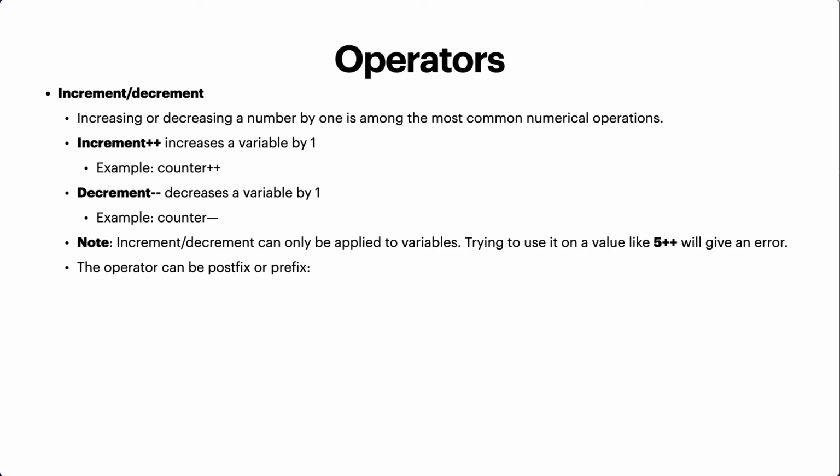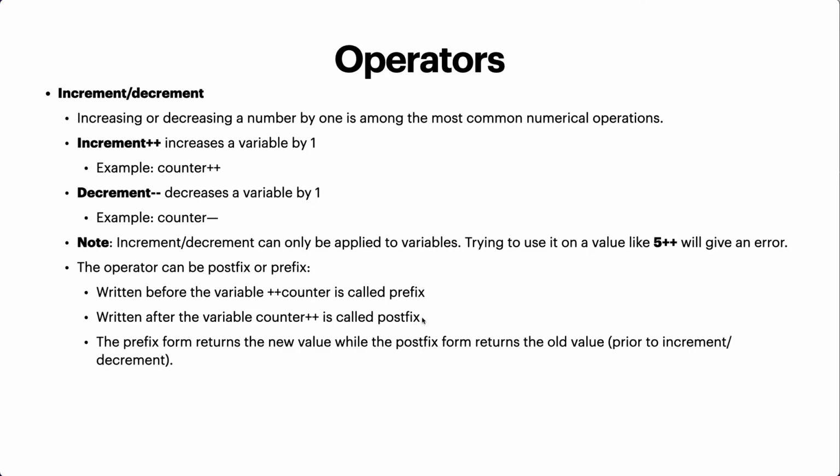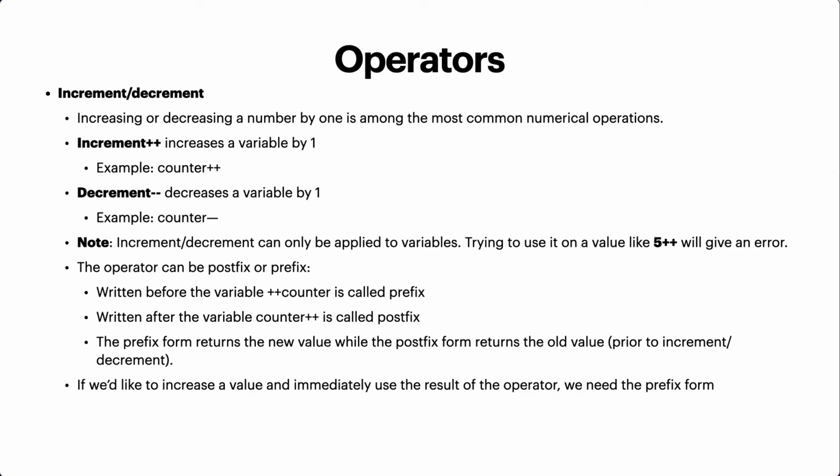The operator can be postfix or prefix. Okay, so we have two ways to write it basically. When the plus plus is written before the variable, it's called prefix. When it is written after the variable name, it's called postfix. So the prefix form returns the new value, while the postfix form returns the old value prior to the increment or decrement. So there's just a small difference between the postfix and prefix.